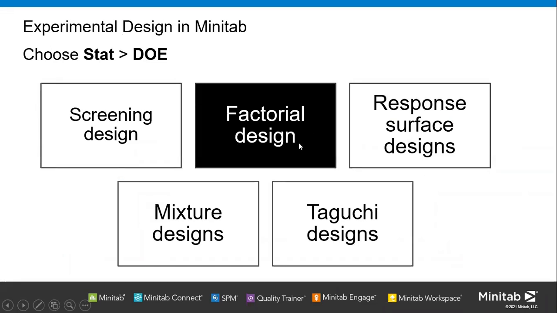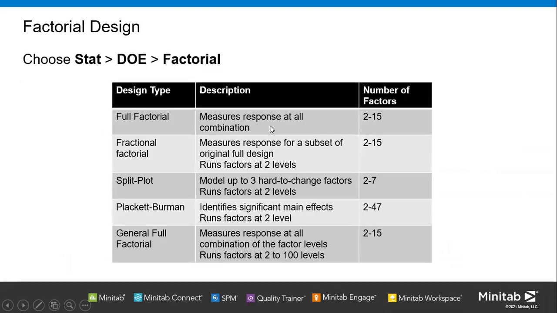Different designs here have different approaches, but today we focus only on factorial design. Inside the factorial design itself, we have several types of design. The first one is the full factorial design, which measures the response at all combinations. It is applicable if your number of factors is 2 up to 50 for Minitab statistical software. And then we have fractional factorial design, which measures the response for a subset of the original full design, running factors at 2 levels only.